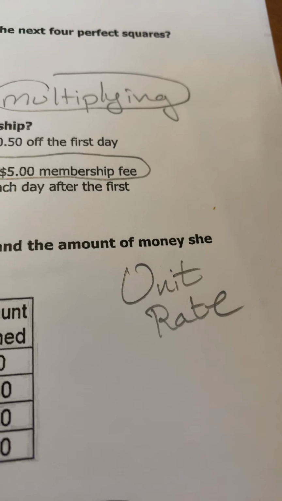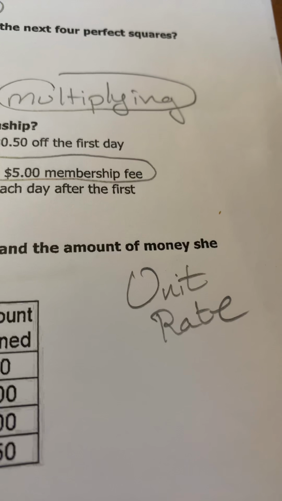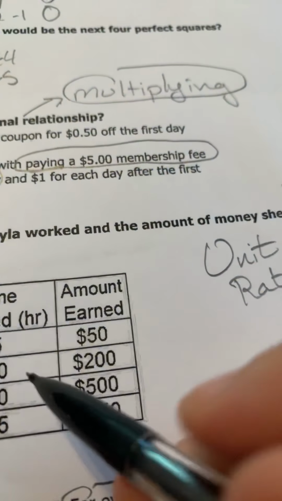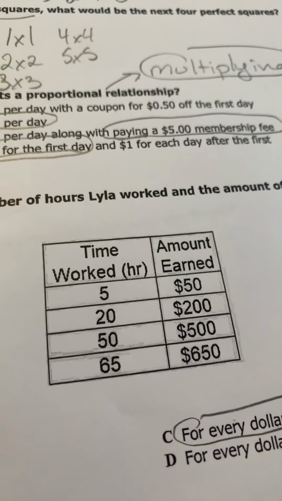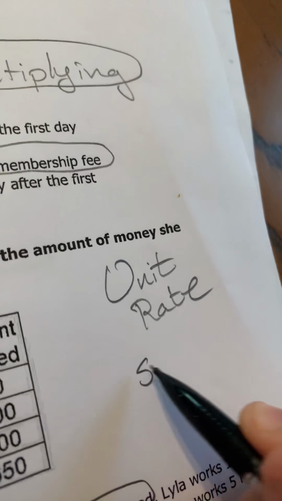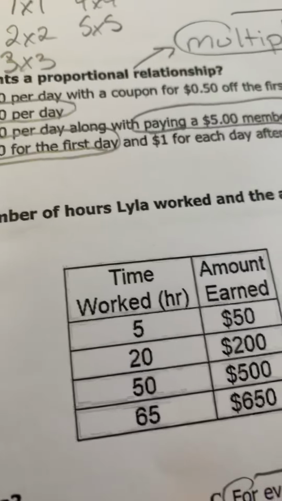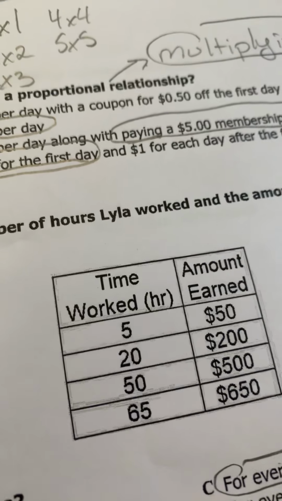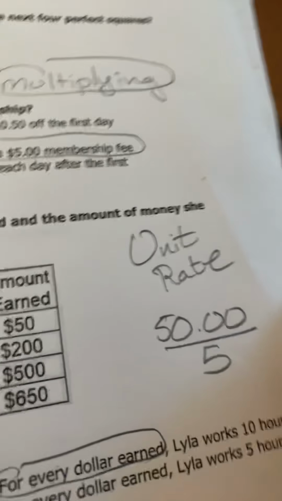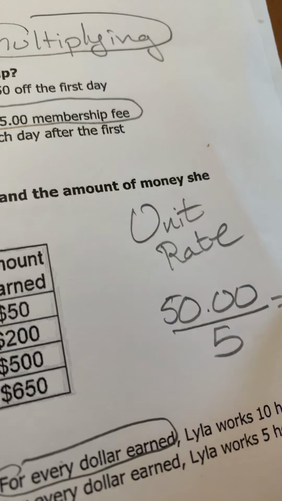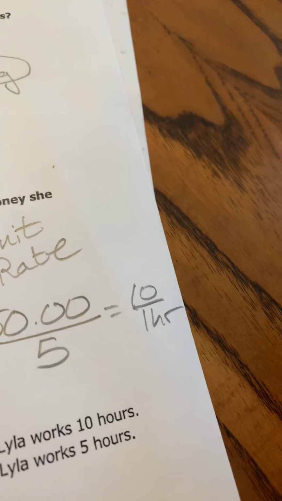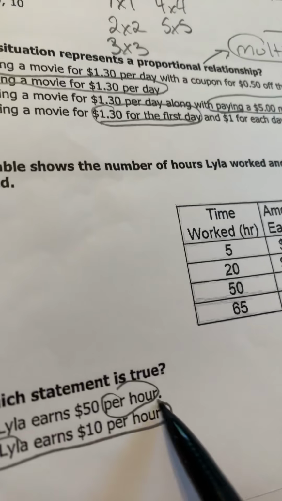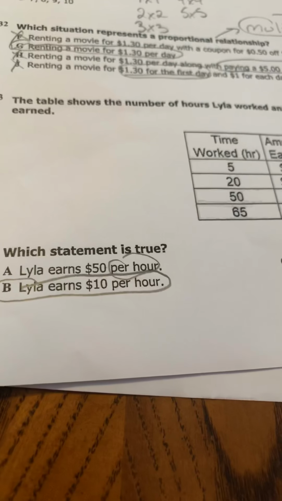So what I realize is, this is what we talked about way back when, I've got to take the amount of money I've earned divided by the hours. Okay? So I'm going to take $50 and I'm going to divide it by 5. And that gives me $10 per 1 hour. Okay? So my true answer is she makes $10 per hour.